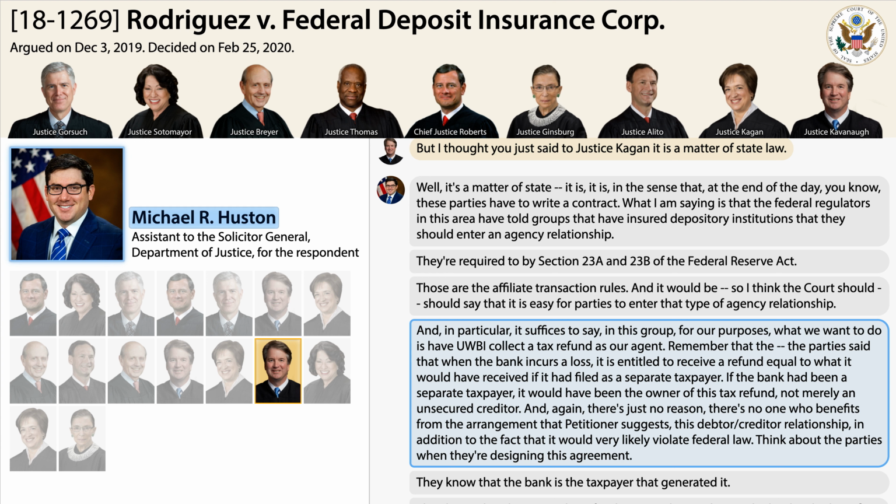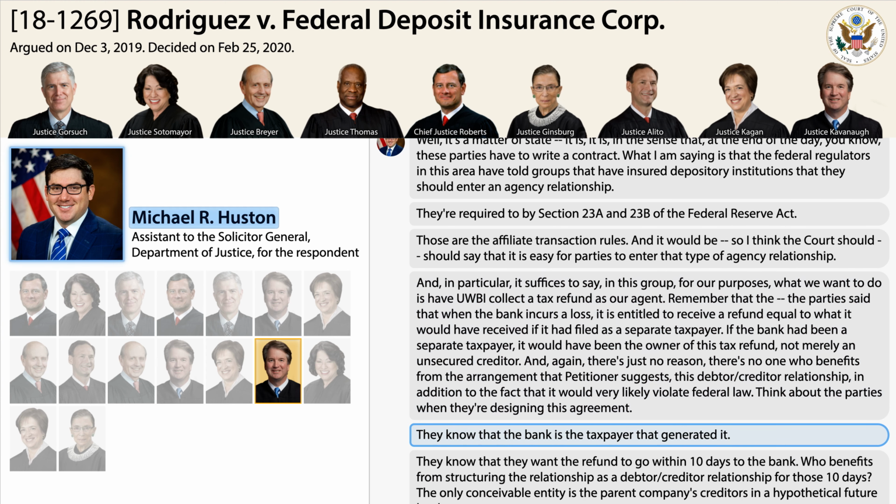Remember that the parties said that when the bank incurs a loss, it is entitled to receive a refund equal to what it would have received if it had filed as a separate taxpayer. If the bank had been a separate taxpayer, it would have been the owner of this tax refund, not merely an unsecured creditor. And again, there's just no reason. There's no one who benefits from the arrangement that Petitioner suggests, this debtor-creditor relationship. In addition to the fact that it would very likely violate federal law, think about the parties when they're designing this agreement. They know that the bank is the taxpayer that generated it.